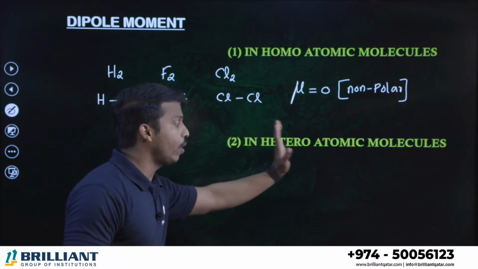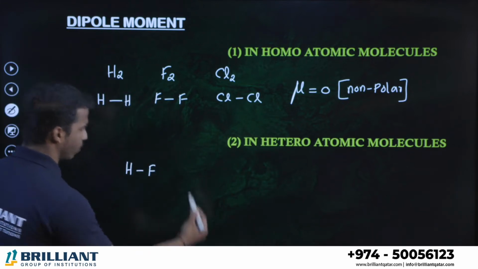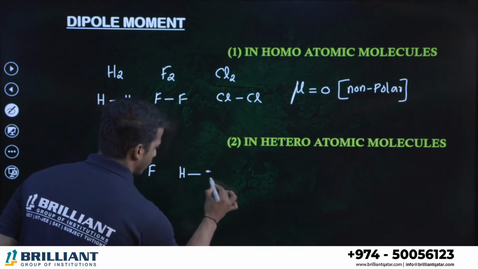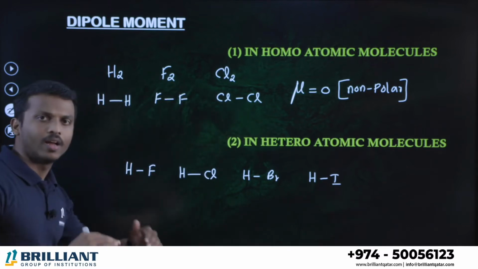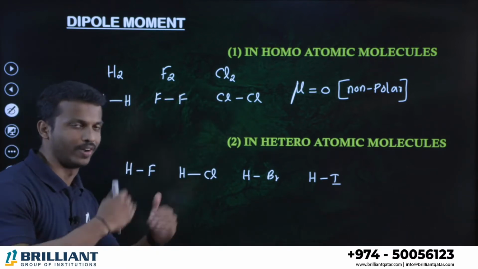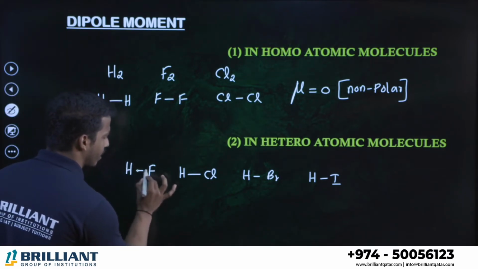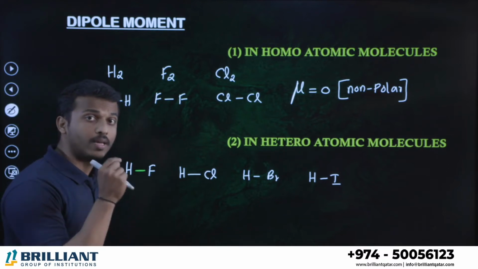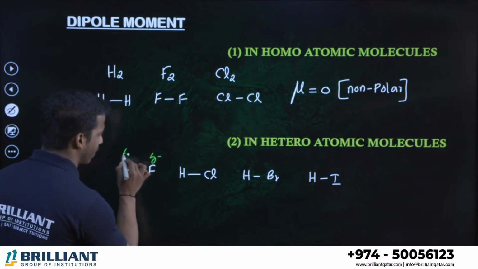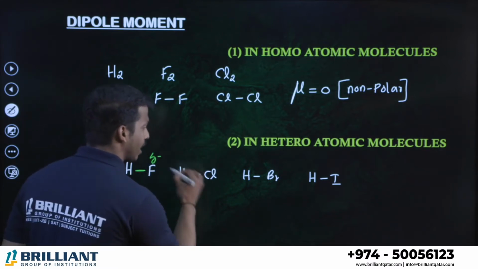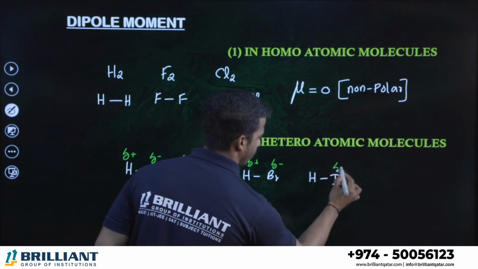What about heteroatomic molecules? Means they are different species. For example, you can consider HF molecule, HCl molecule, HBr molecule, HI molecule. These are all heteroatomic, right? Hydrogen with fluorine, different elements. When you consider hydrogen and fluorine, there are 2 electrons between them. Fluorine is the most electronegative element, so it will try to take the electrons, so it gets a partial negative charge and hydrogen a partial positive charge. Here chlorine is the electronegative element, so partial negative, partial positive, and the same for the others.